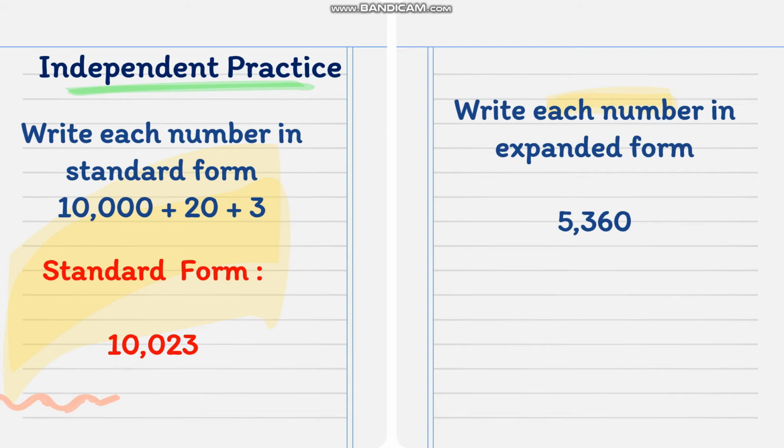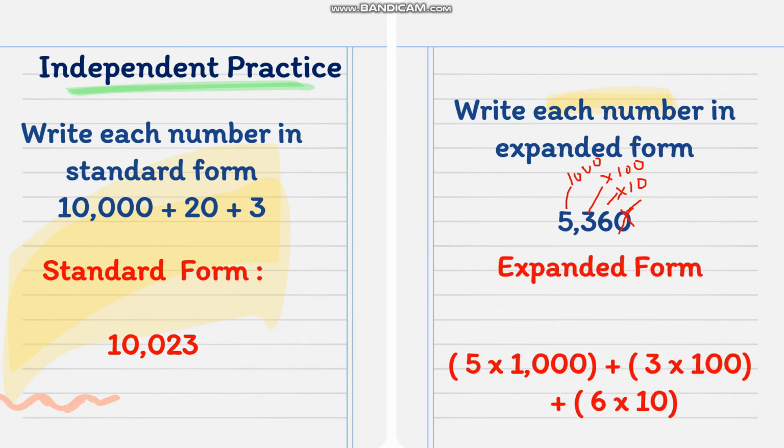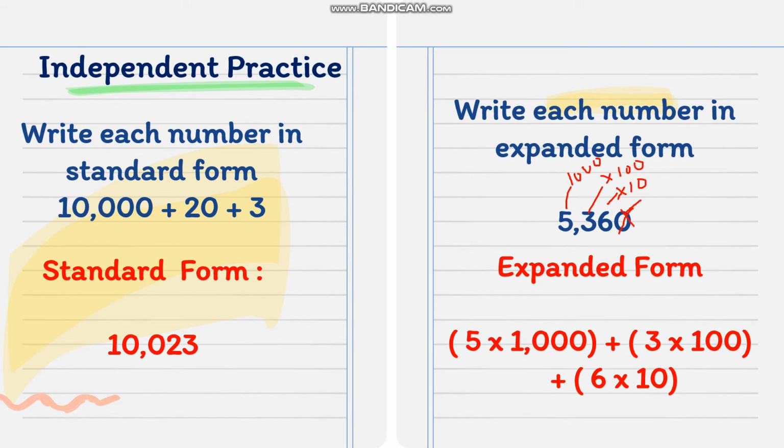Write each number in expanded form. 5,360 expanded. There are two ways to write the answer. So this is ones, okay, but this is zero, so no need to include. This is tens, so this is multiplied by 10. This is hundreds, so multiplied by 100. And this is thousands, so multiplied by 1000. So the first one is 5 multiplied by 1000 plus 3 multiplied by 100 and 6 multiplied by 10.